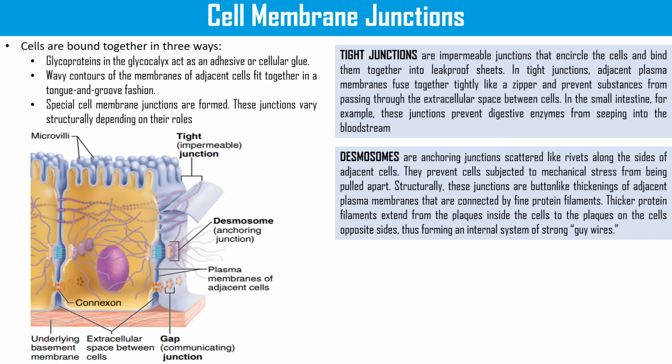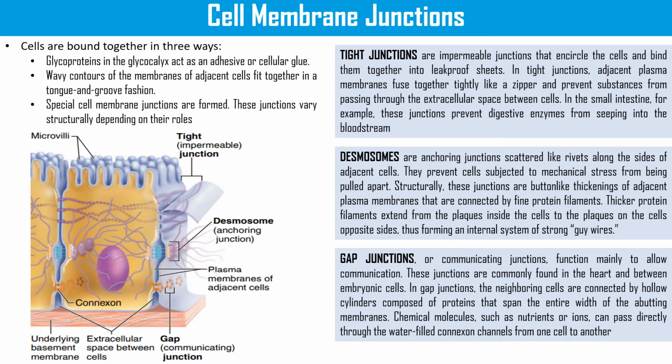Desmosomes are anchoring junctions scattered like rivets along the sides of adjacent cells. They prevent cells subjected to mechanical stress from being pulled apart. Structurally, these junctions are button-like thickenings of adjacent plasma membranes that are connected by fine protein filaments. Thicker protein filaments extend from the plaque inside the cells to the plaque on the cell's opposite sides, thus forming an internal system of strong guy wires.